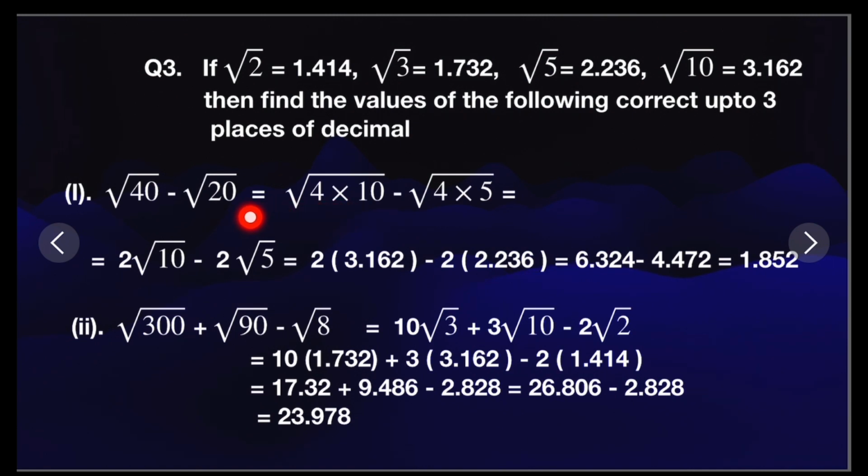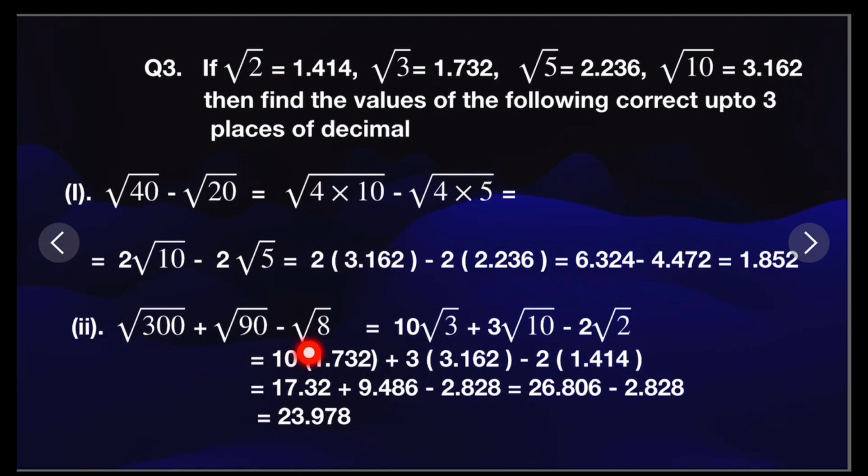So what is square root 40? Square root of 4 into 10. And 20 is 4 into 5. So you take the square root of 4, which is 2, out and you're left with this. This becomes 2 square root 10. This becomes 2 square root 5. Now simply put the values of square root 10 they have given you, square root 5 they have given, and solve it. You will get the answer.